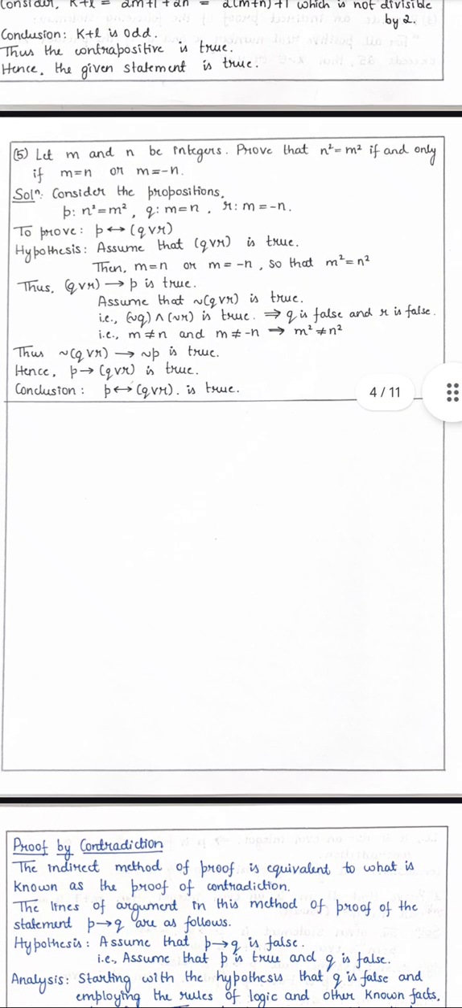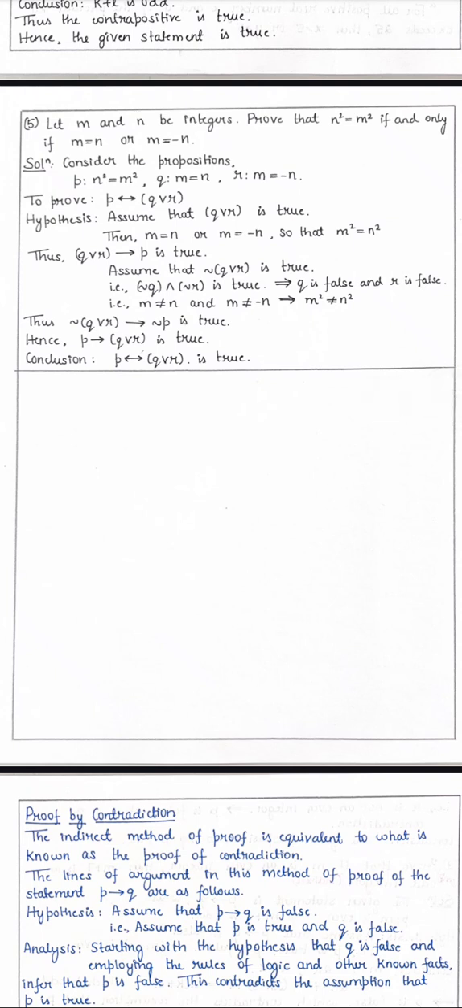To prove that P is equivalent to Q or R. If and only if means we will be using this. Hypothesis: assume that Q or R is true. Then m equals n or m equals minus n, so that m squared equals n squared. Thus Q or R implies P is true.